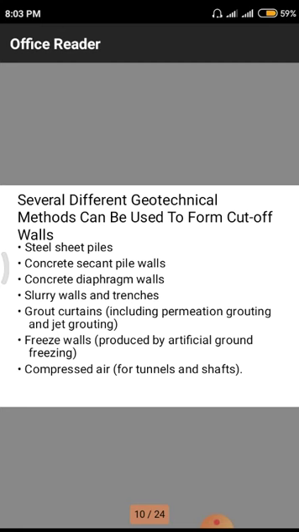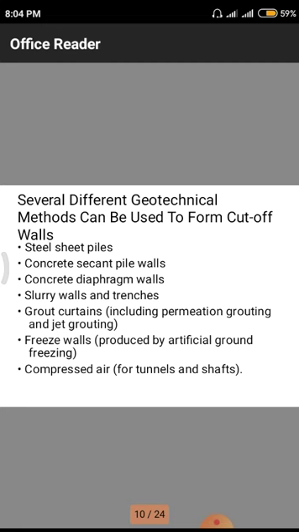Slurry walls and trenches are also useful for controlling the flow of groundwater into the subsurface. Next one is the grout curtains. Normally curtains are used in households to keep dust particles, air or mosquitoes out of our houses. Likewise, here we are using grout curtains.